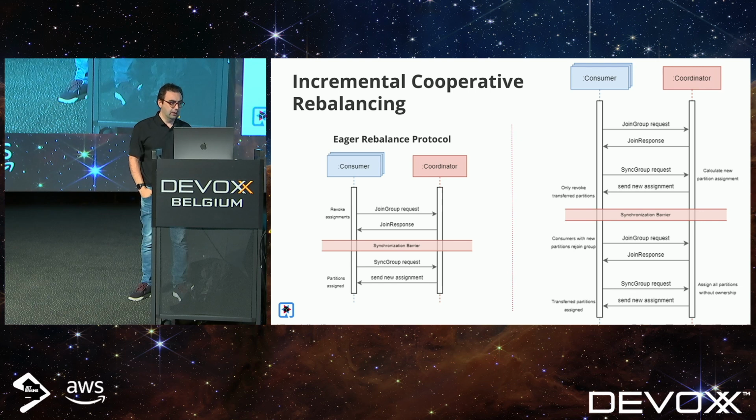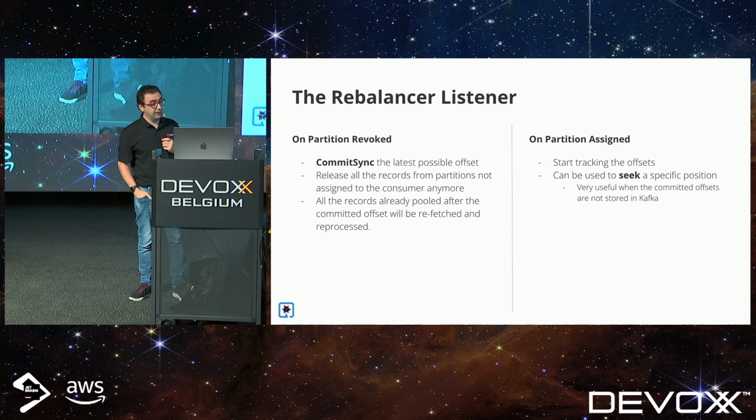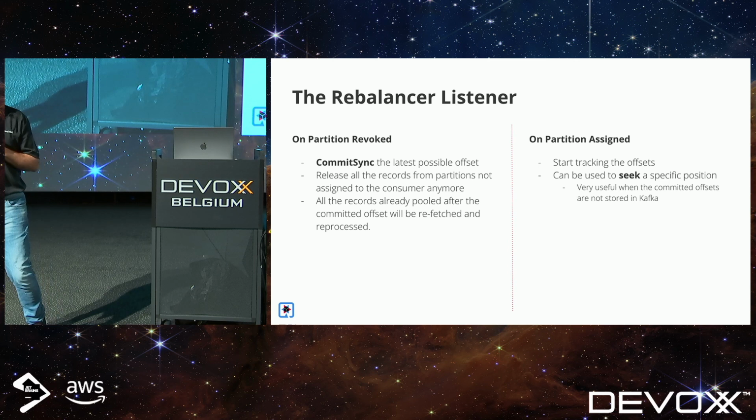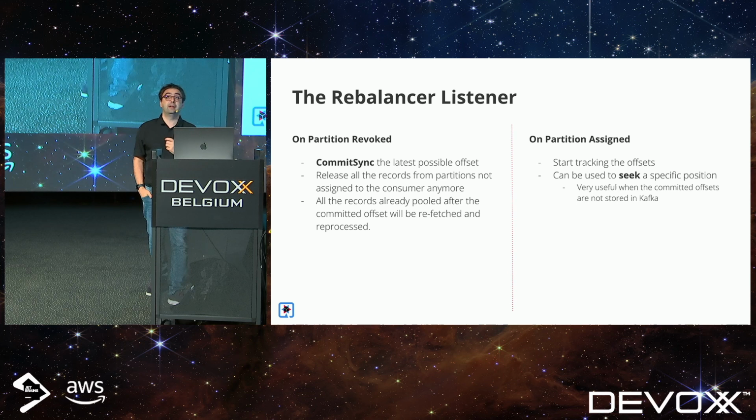And the rebalance listener, which is the last slide. If you are using the bare Kafka API, you must implement this. Basically, it's the consumer side that will tell you, hey, you are not assigned to these partitions anymore, or you will be assigned to that. So it gives you the chance, for a bit of time, to clean up everything.